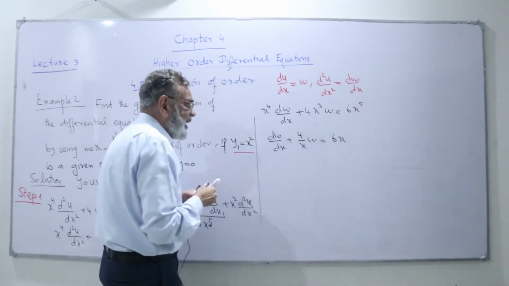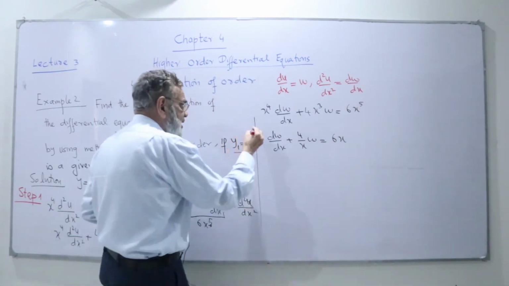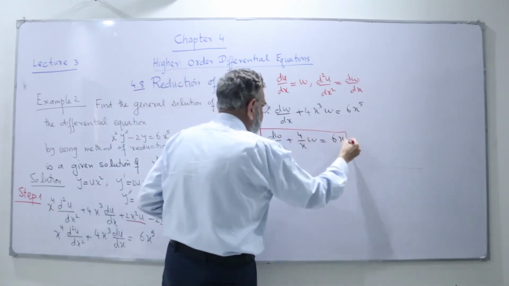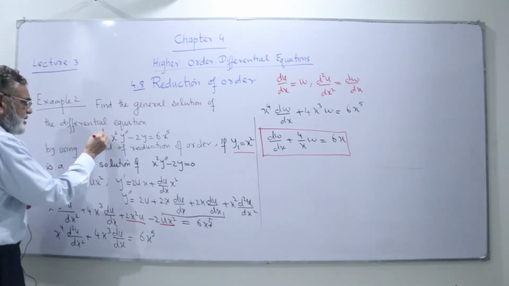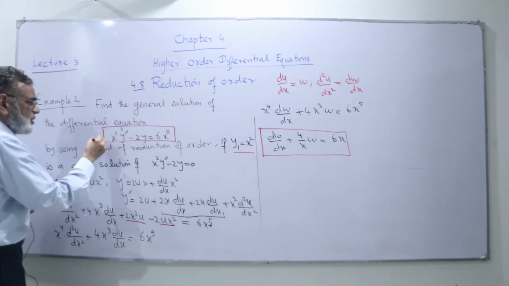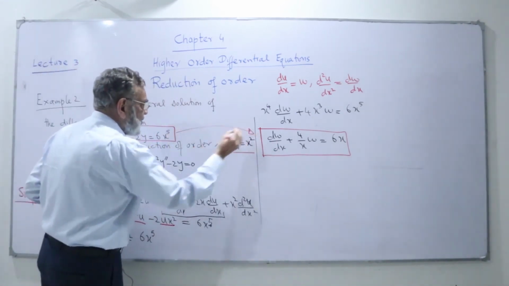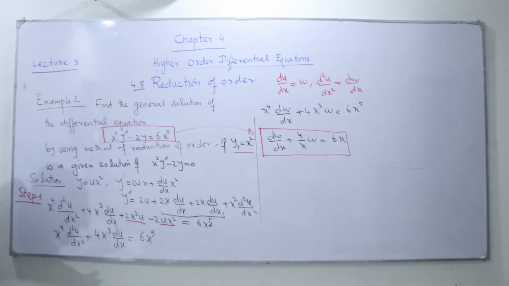So this equation I get here is a first order linear differential equation. I find the integrating factor and I solve this one. We have reduced our second order differential equation given to us to the form that is here, which is a first order differential equation, and we can solve it. If it is not reduced to this form, then we are not able to solve it.